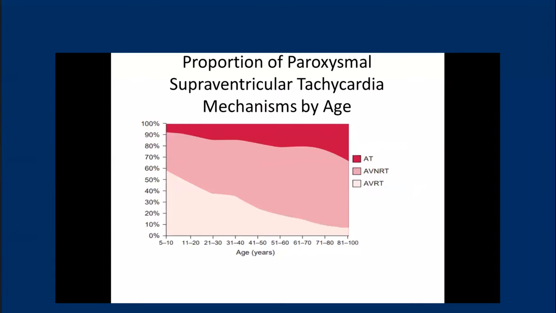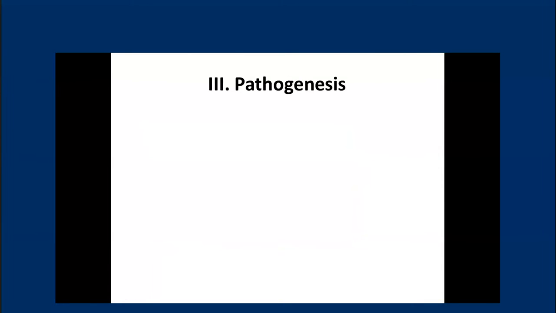So the type of SVT presentation and age are well depicted in this picture. As you can see, in the early years, usually up to 20 years, AVRT predominates. But after that, the proportion of patients with AVNRT predominates, and in the later years of life, a significant proportion is atrial tachycardia, as beautifully depicted in this picture.